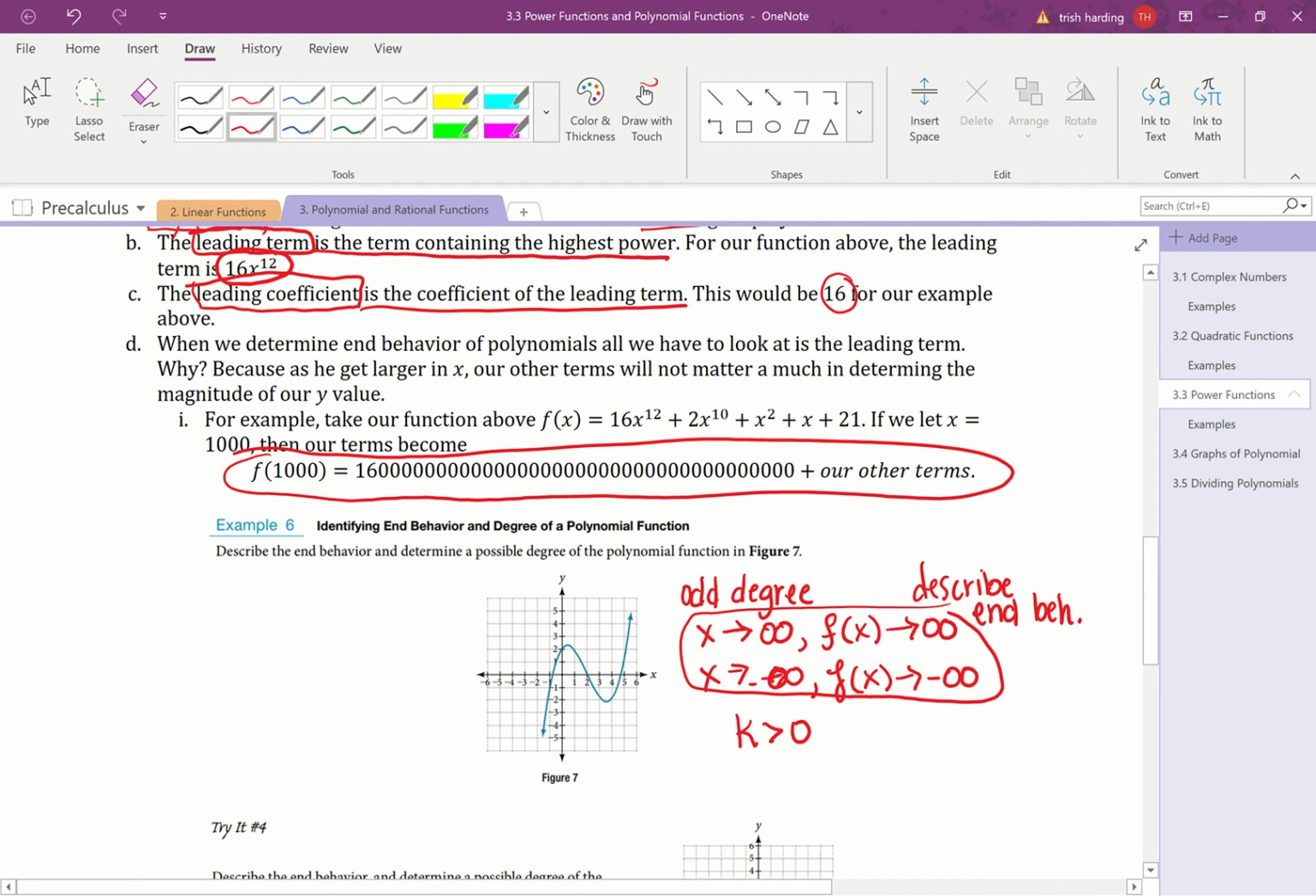And that's all you have to do. Don't really even have to put it in words. And when it says determine a possible degree of the polynomial function, that is this. That's all you have to say, is it's an odd degree. You can list an example, it's an odd degree such as x^3 or something, or x^17. I mean, it doesn't matter. But all you have to do is say odd.